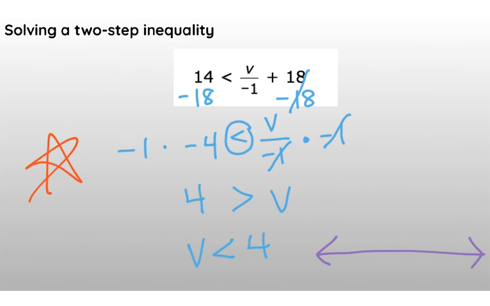So here's my number line. I put a 0. I'm going to put a 4 because that's my boundary point. I'm going to put an open circle on 4 because v is less than, not less than or equal to. Open circle on 4, and it's less than, so it goes to the left.